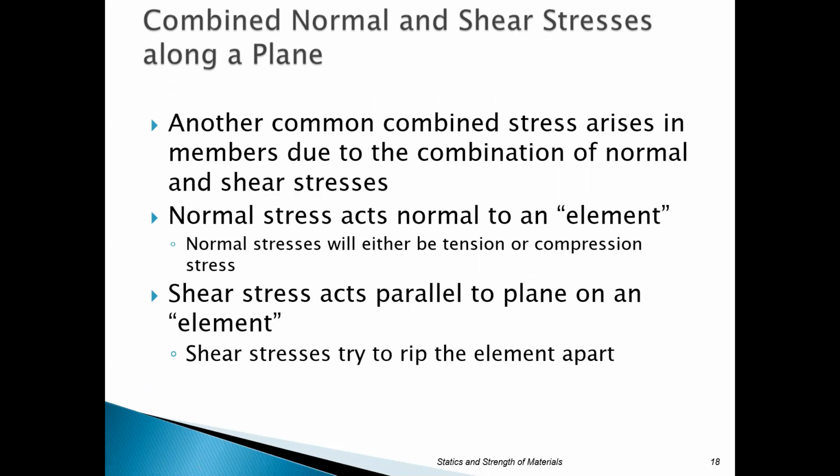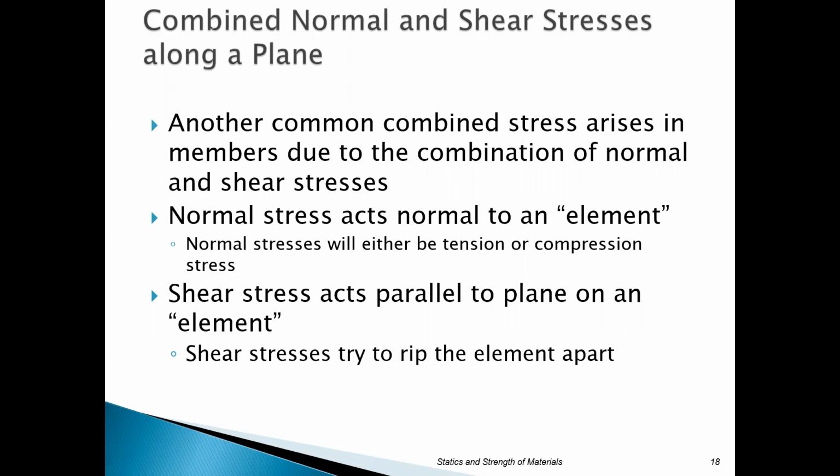Now, it seems a bit hard at first, but it's actually probably one of the easiest things you do once you understand it. But what we're looking at is combining stresses that arise due to the combination of normal stresses and shear stresses. So what we were just looking at was combined stresses of normal stress and bending stress, but we've kind of ignored shear. So now what we're looking at is what happens when you combine the other two stresses.